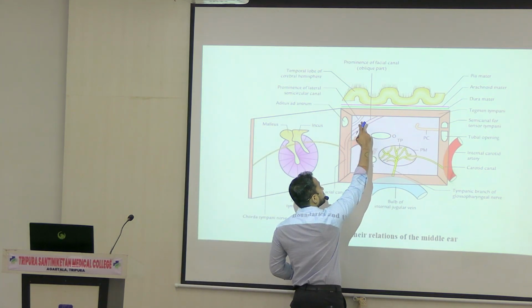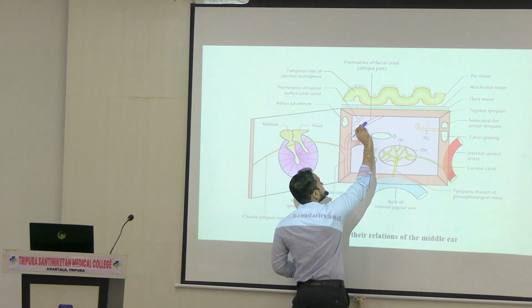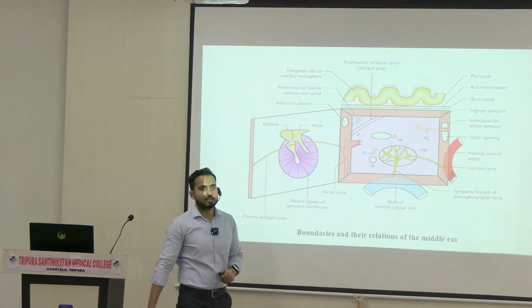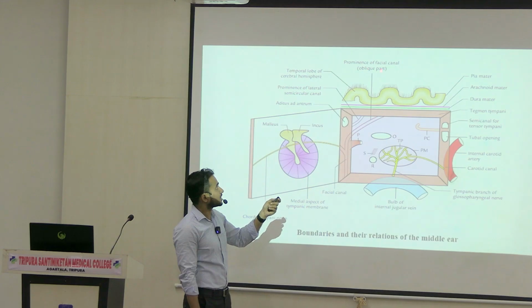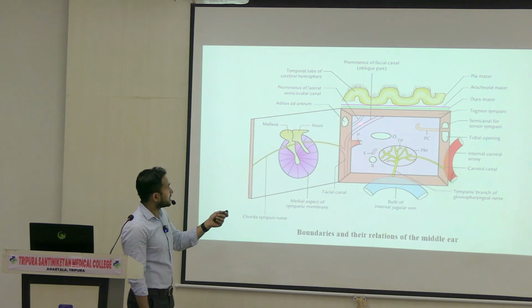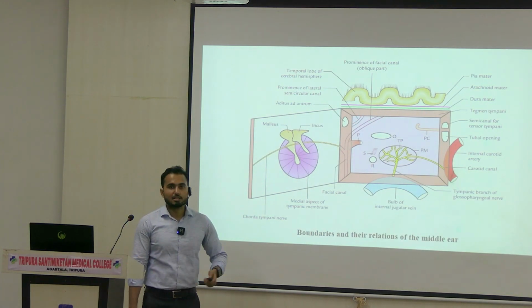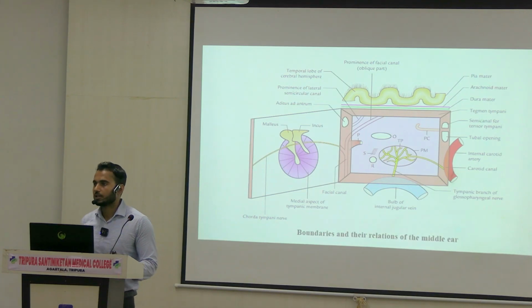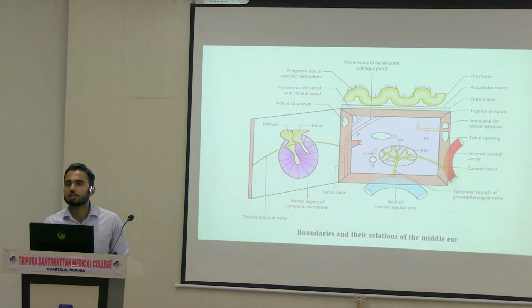Now, on the upper aspect of the medial wall, you can see the prominence of the facial canal, that is also the oblique part of the facial canal. Above that, you can see another prominence, that is the prominence of the lateral semicircular canal. So these are some important features present in the medial wall.